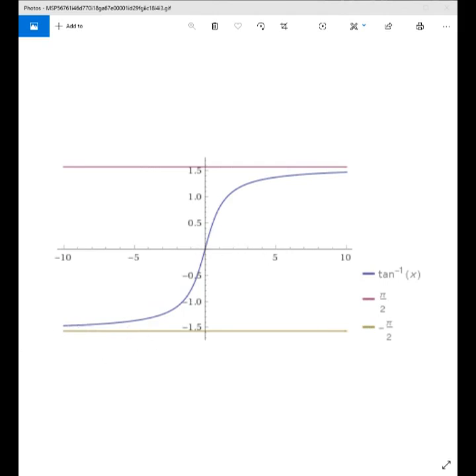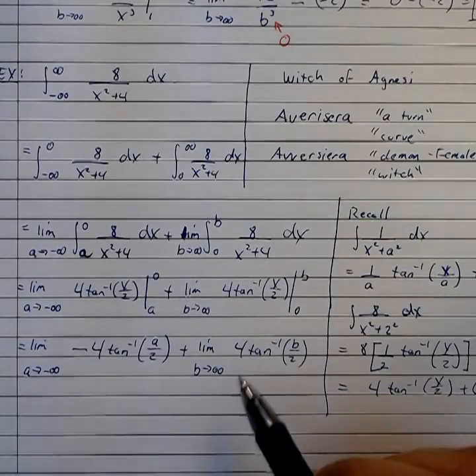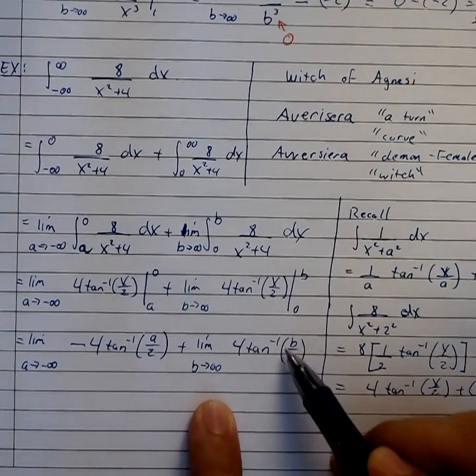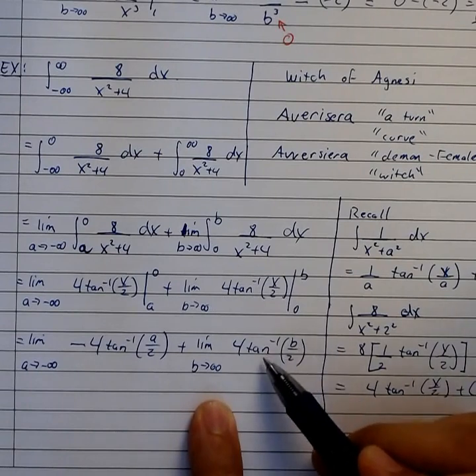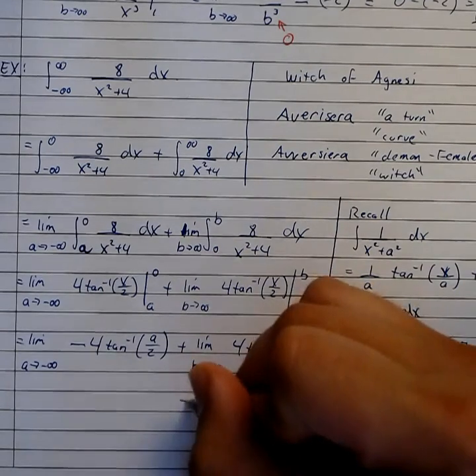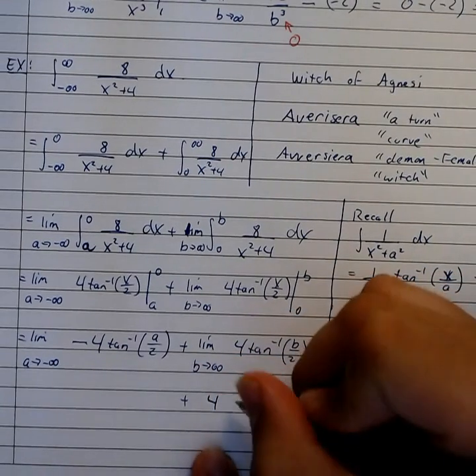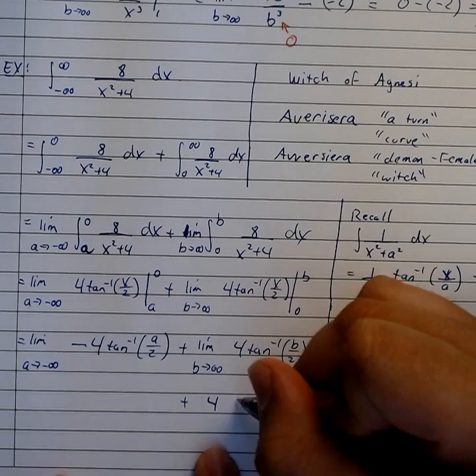So as you approach infinity, the arctangent of b over 2, well, that argument is going to approach infinity also. But we just saw that as your argument approaches infinity, the arctangent will approach pi over 2. So that's 4 times pi over 2.